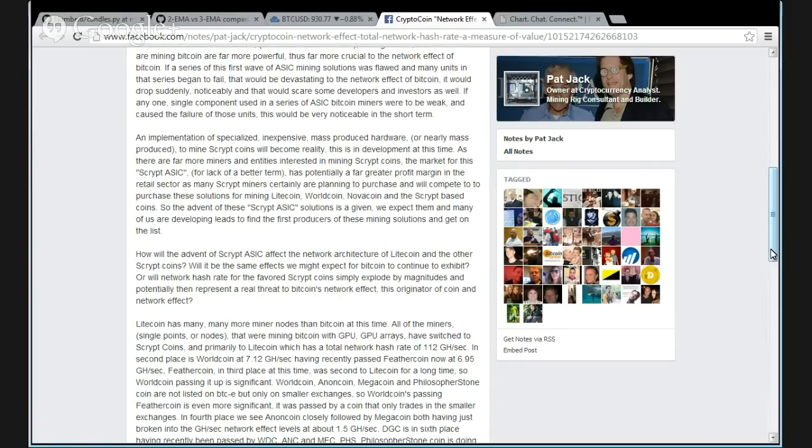The market for this scrypt ASIC, for lack of a better term, has potentially a far greater profit margin in the retail sector, as many scrypt miners certainly are planning to purchase and will compete to purchase these solutions for mining Litecoin, WorldCoin, NovaCoin, and the scrypt-based coins. So the advent of these scrypt ASIC solutions is a given. We expect them, and many of us are developing leads to find the first producers of these mining solutions and get on the list.